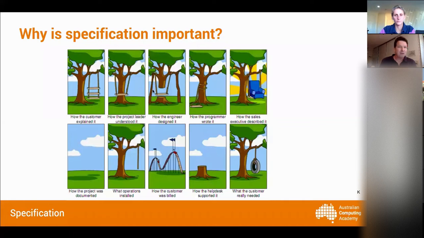The engineer designed it in yet another interesting way. The programmer wrote it like this. The sales executive, of course, described it like this, cushioned armchair. Isn't that wonderful? The project was documented like this, and that's very common. It wasn't documented at all. Operations installed this, which is very little. The customer was built according to this specification. The help desk supported it rudimentary at best, but what the customer really needed was just a tire on a rope. Okay, and this is very common, and it's a wonderful example for specification, because what I explain, someone understands quite differently, and then along the many chains that we have for the construction of something, all sorts of interesting things happen. So if you haven't seen this yet, get it from Google, what the customer wanted. It's wonderful.